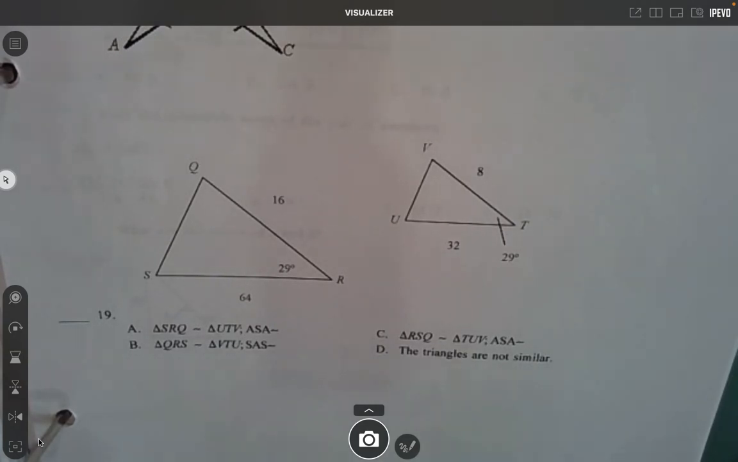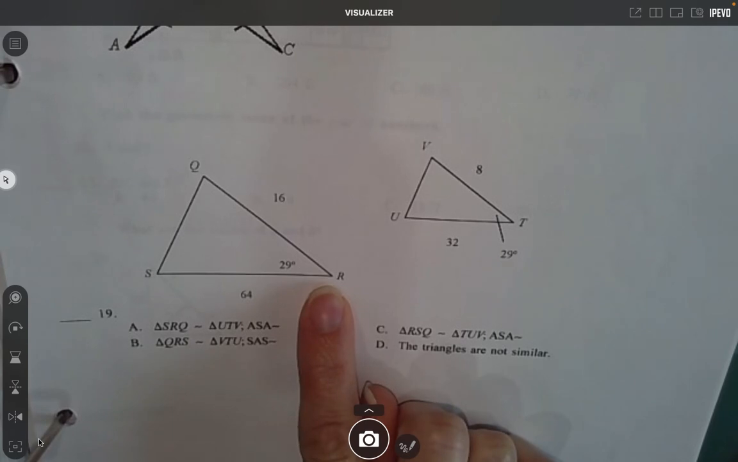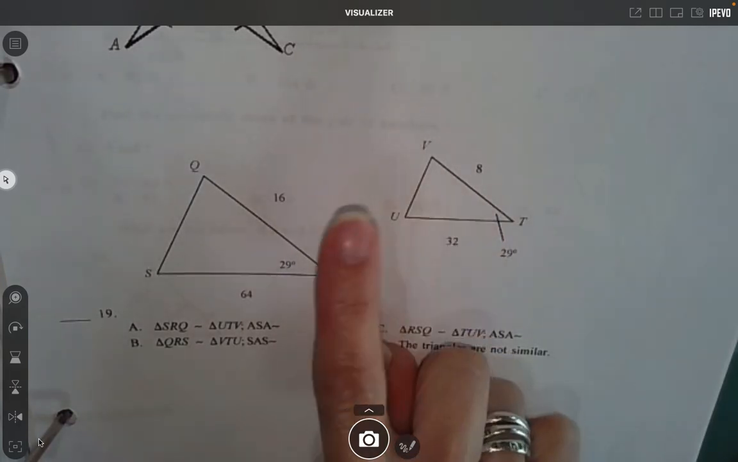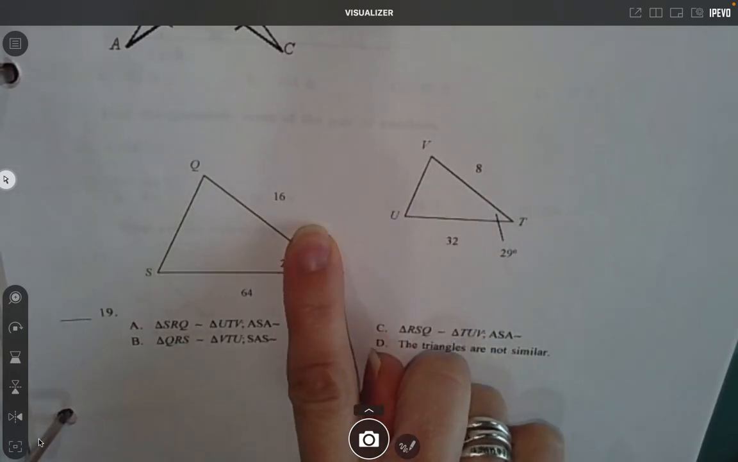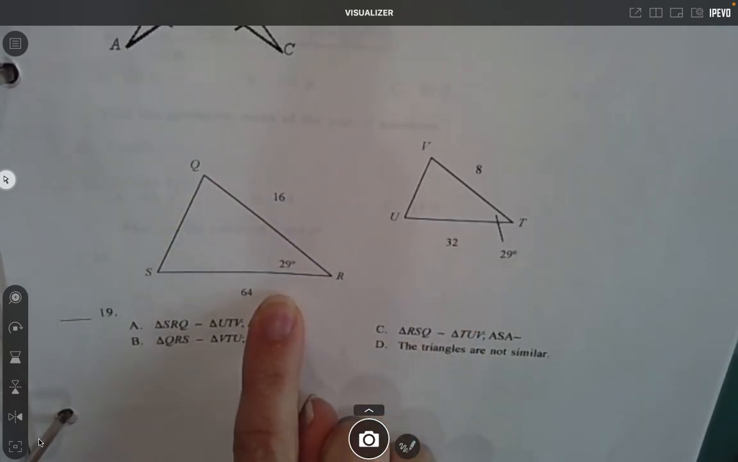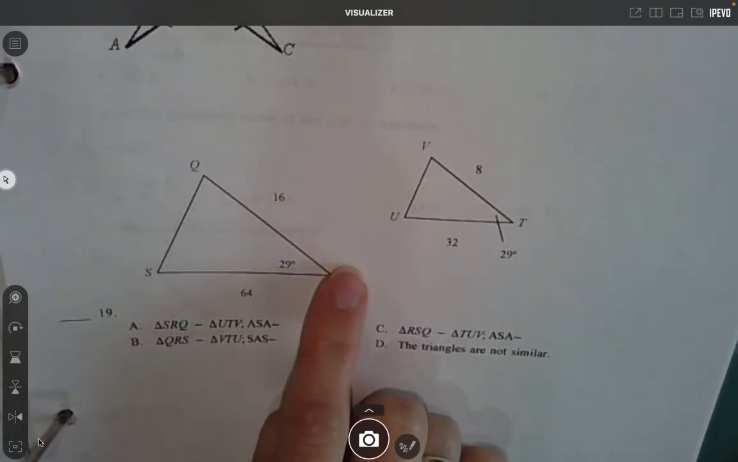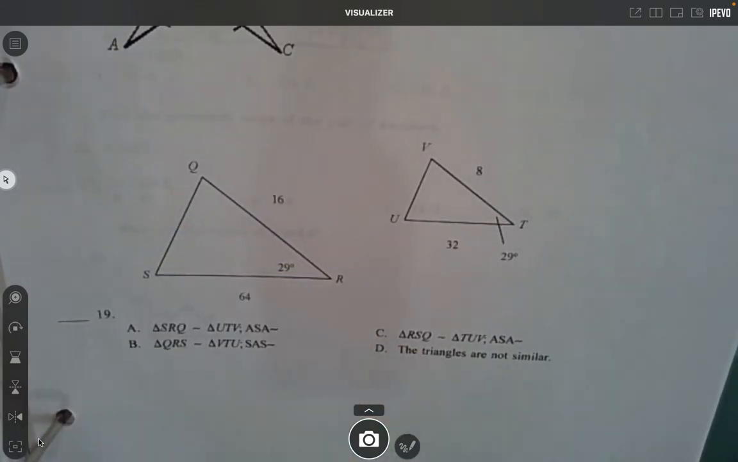Okay, the next one, are these similar? So the angle is the same. Now let's make sure that my ratios are. What is 8 over 16? Is that 1/2? What is 32 over 64? 1/2. So yeah, they're similar. And that's by side, angle, side. So you can already tell what your answer is. It's B.